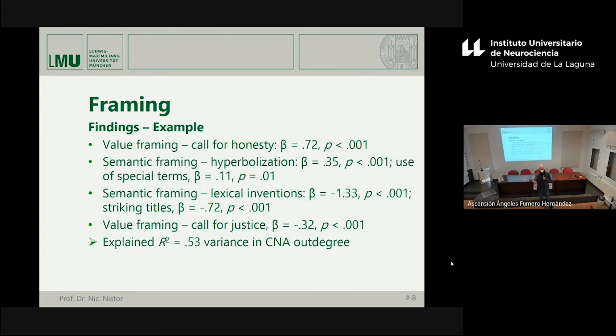So we had a list of significant predictors of social construction of knowledge, in this case of the out degree. Some positive, some negative. And let us look at the strongest predictor. So the first was value framing, call for honesty, with a regression coefficient of 0.7. That's a strong predictor. I think it is clear what a call for honesty is. Let's be honest and talk about something. And this is a predictor of cohesion in the discussion. So when this happens, people are stimulated to talk with each other. And we have this variance positively explained.